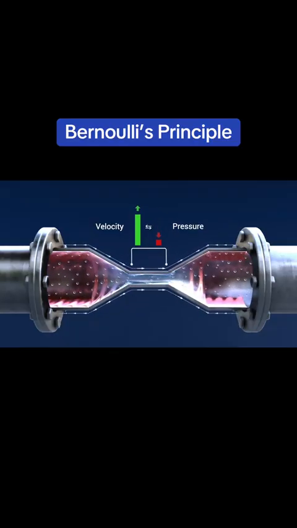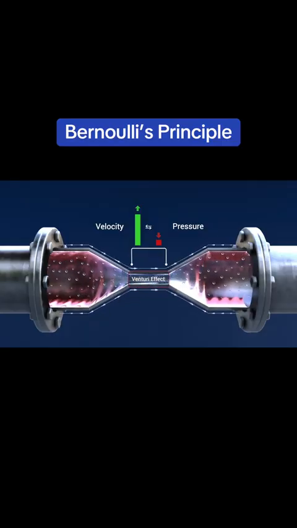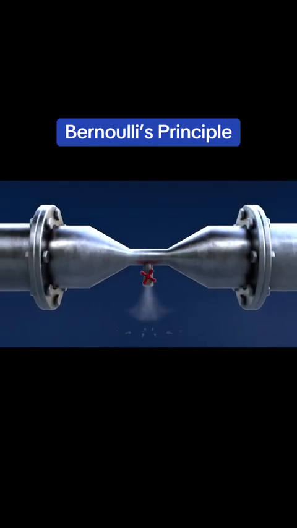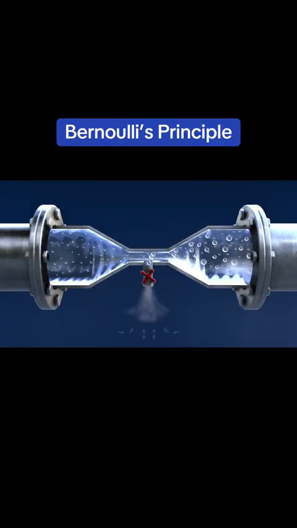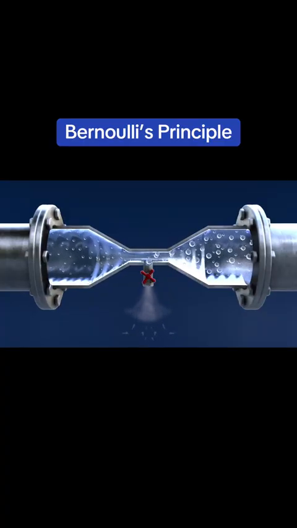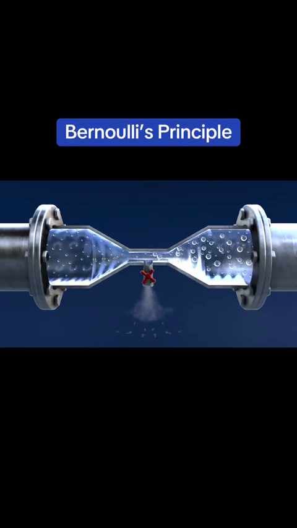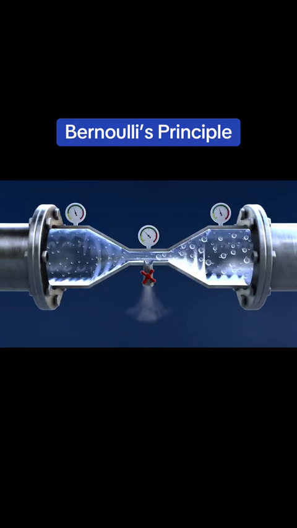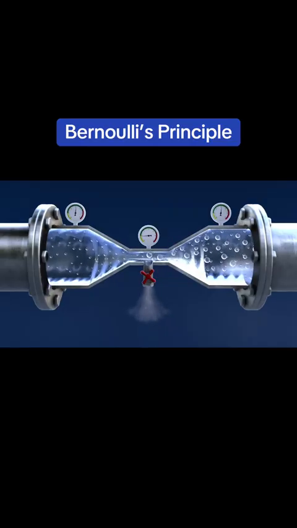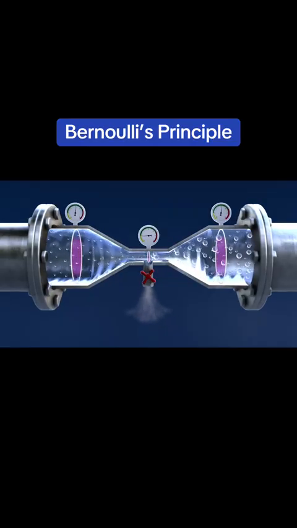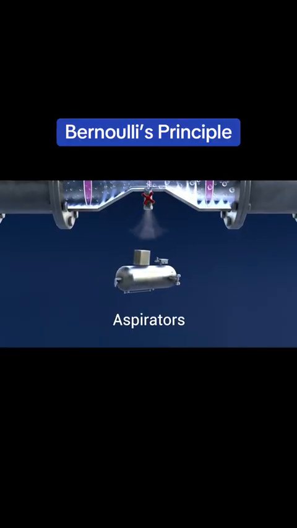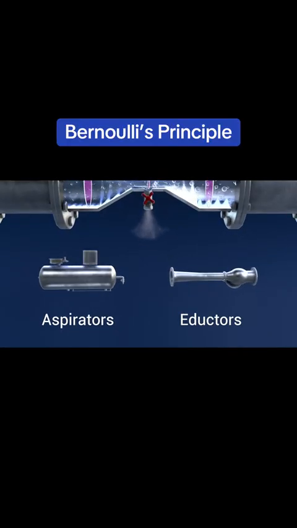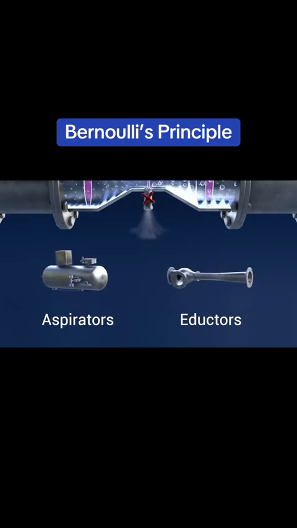This pressure drop in the narrowed section is known as the Venturi effect. Now, let's say that we create a small hole in the pipework that is open to atmospheric pressure. The atmospheric pressure, which is higher than the internal pressure within the pipe, will cause the air to become entrained within the pipework. It is used everywhere in engineering. Venturi flow meters measure flow rate by comparing the pressures in the wide and narrow sections. It's how aspirators and eductors draw in chemicals or gases without using a pump.